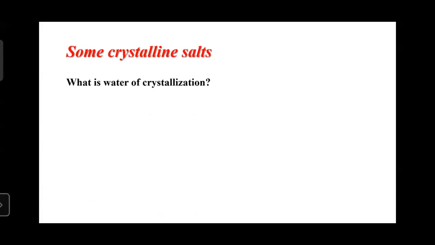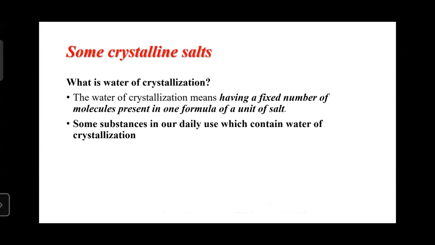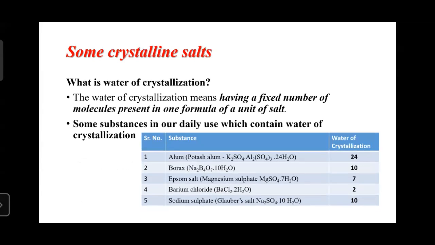Some crystalline salts. What do you mean by water of crystallization? Here is the definition. Water of crystallization means a fixed number of water molecules present in one formula unit of a salt. Now, some substances we use in our day-to-day life contain water of crystallization. First is alum, chemical formula K2SO4.Al2(SO4)3.24H2O. The number 24 represents the water molecules in alum, or we can say potash alum. That number is particular for water molecules, and that is called the water of crystallization.